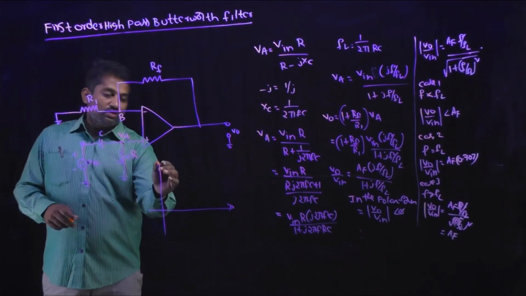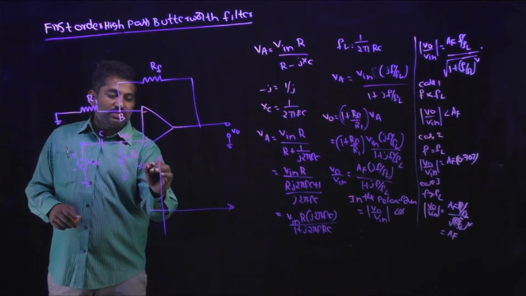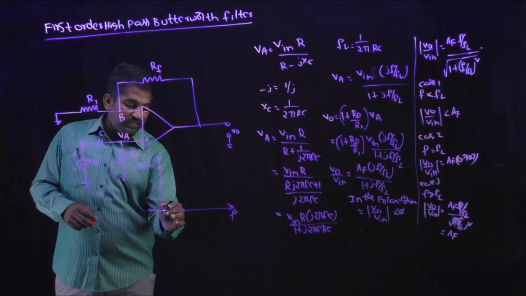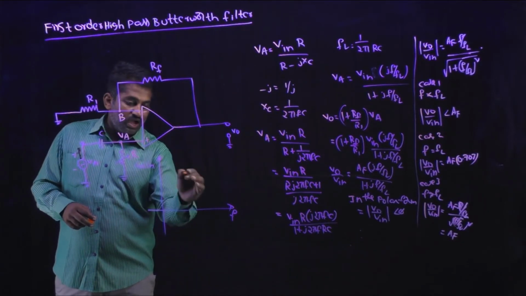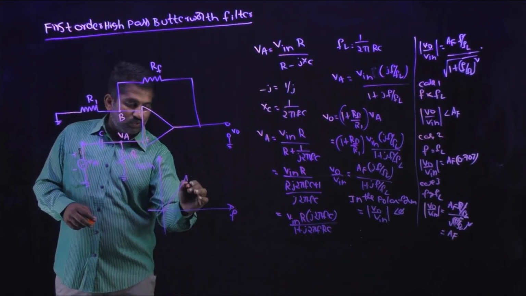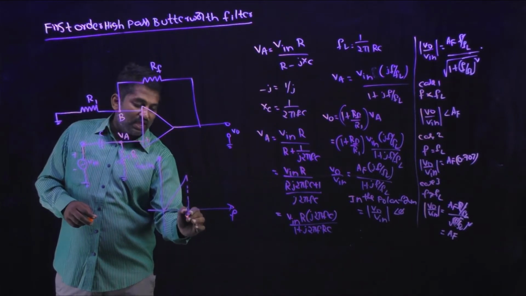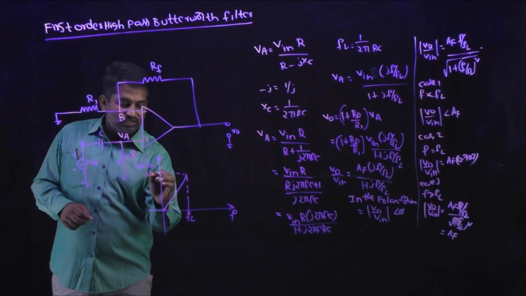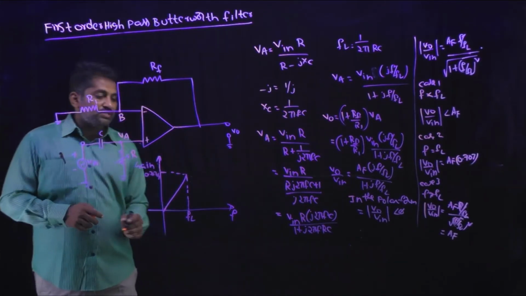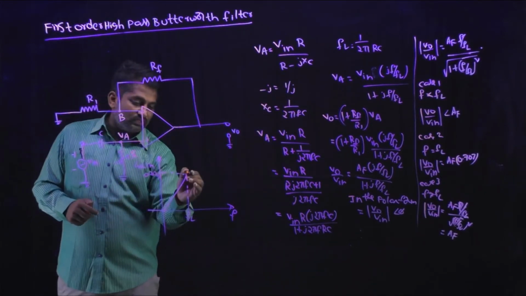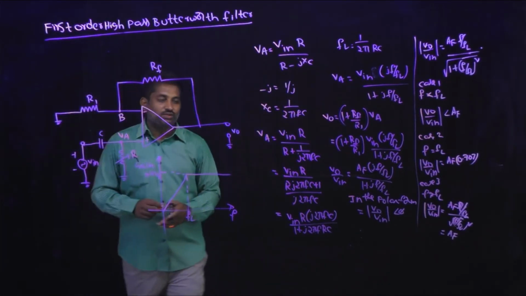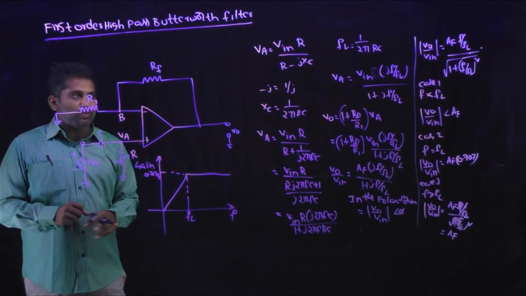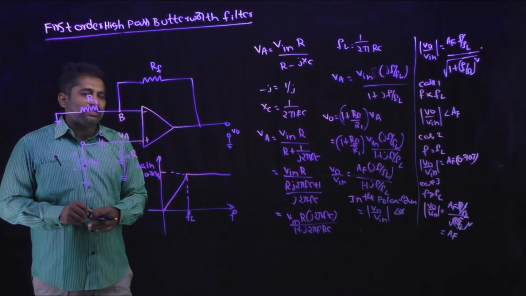Okay, so in the frequency response, we are representing gain versus frequency. At the lower frequencies, the gain will be 0. Until the cutoff frequency, it will be slowly increasing, and at the cutoff frequency, it will be equal to 0.707 into AF. Once after the cutoff frequency, it maintains constant, which is equal to AF. Okay, this is nothing but the frequency response of the first order high pass Butterworth filter.